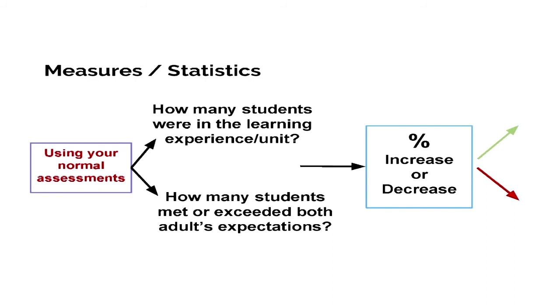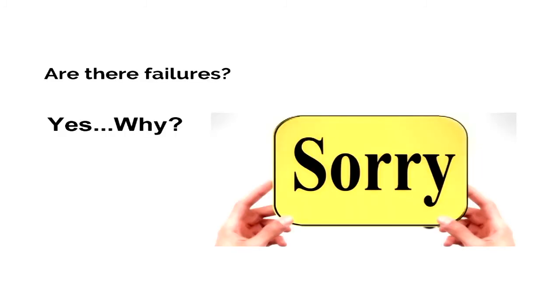You can just take a percentage of who either met or exceeded or did not succeed. And that would be the measure that we would try to grab to get a sense of what actually happened.